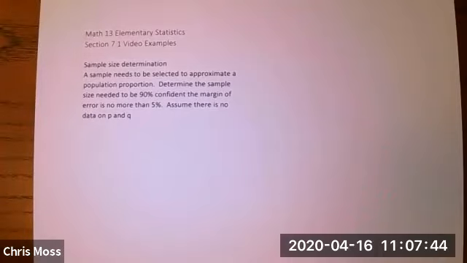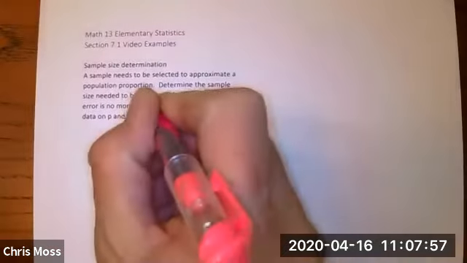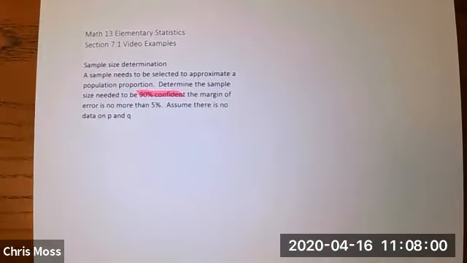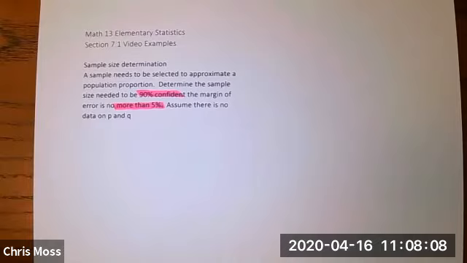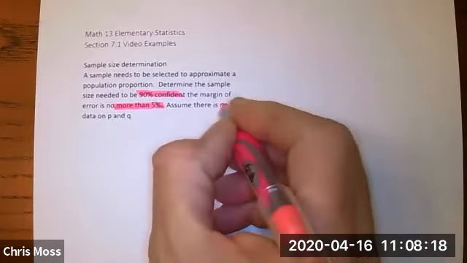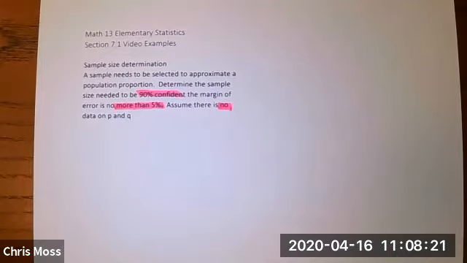All right, so sample size determination. A sample needs to be selected to approximate a population proportion. So we want to determine the sample size needed to be 90% confident, so that's our level of confidence, that the margin of error, that's our E, is no more than 5%. Now, in addition to that, I've got to determine if we have information on possible values for P and Q for the population as a whole. Here, we're going to assume that there is no data on P and Q.